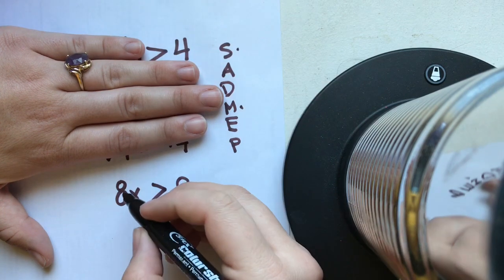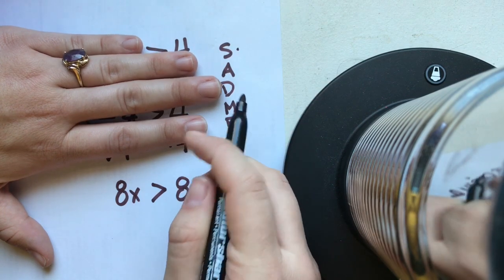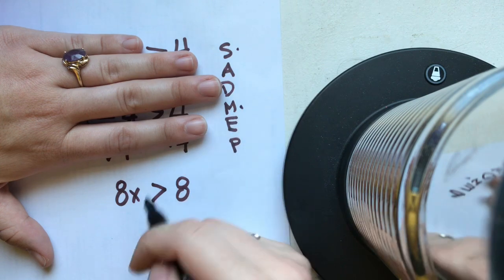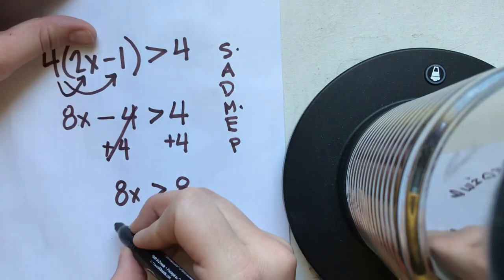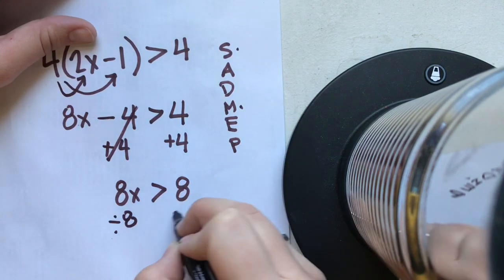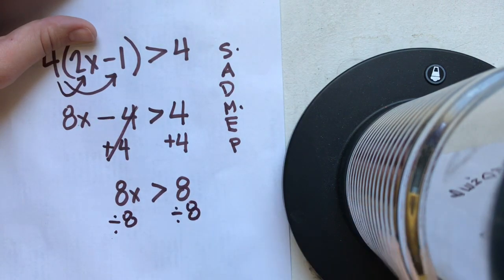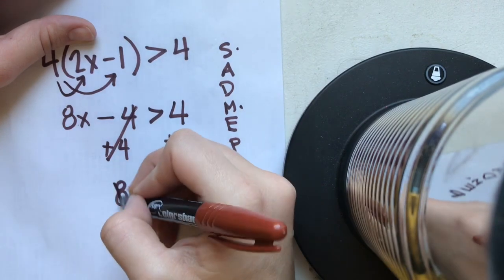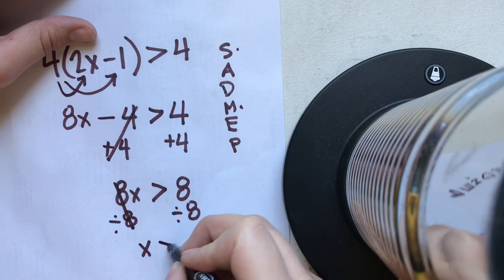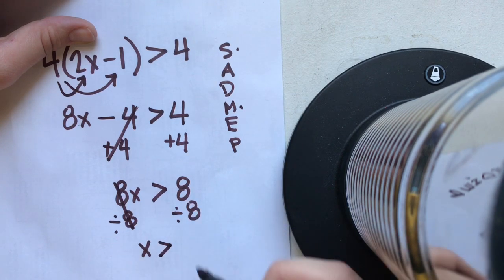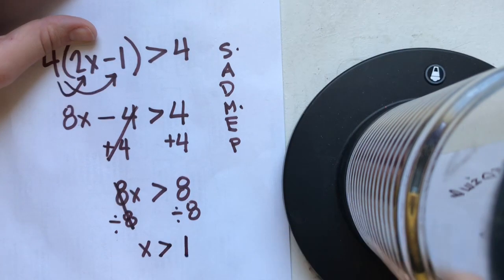Okay, so we identified earlier this is multiplication that's going on between 8 and x. How do you get rid of the 8, so we have x by itself? Divide by 8 on both sides. So x, 8 cancels out to 1x, so we just have x is greater than 8 divided by 8 is 1. So x is greater than 1.